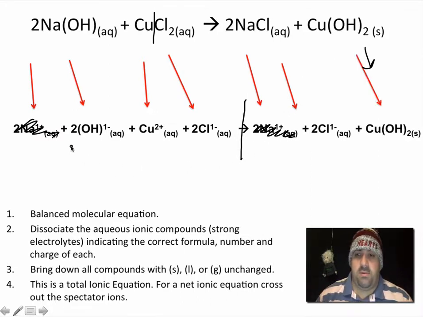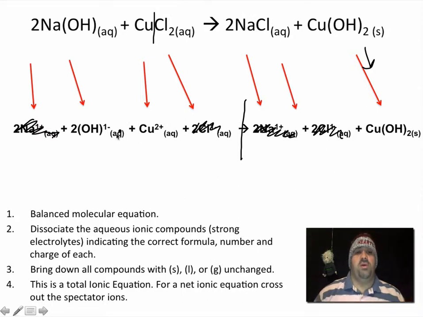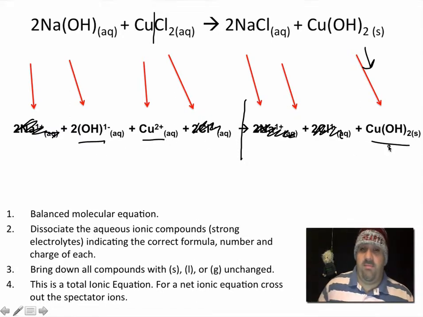The OH actually did. It combined with the copper, so that's not a spectator ion. The copper combined with the OH to form a solid. The chloride, well, they didn't do anything. These are my spectator ions. So my net ionic equation is what's left. And that would be ballgame.